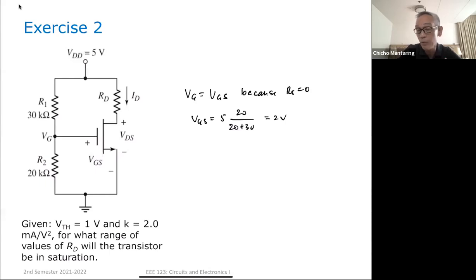The depletion type, because what we studied was just enhancement type. Okay, any questions? Any questions?